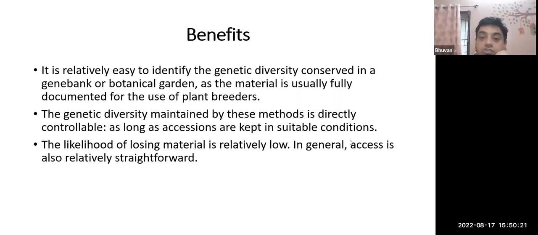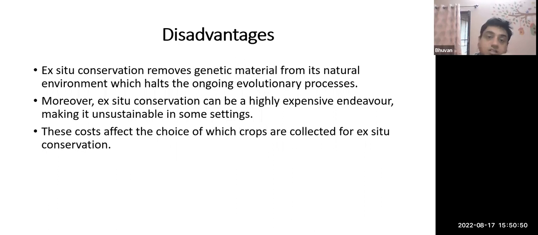And here we can ensure that there is no mixing of the genes which occurs here. So crossbreeding can be controlled in this scenario. The genetic diversity maintained by this method is directly controllable. As I have talked about, the likelihood of losing material is relatively low, and access is also relatively straightforward. There is straightforward access towards the genetic material. These are basically the benefits which are linked with the ex situ methods of agrobiodiversity conservation.